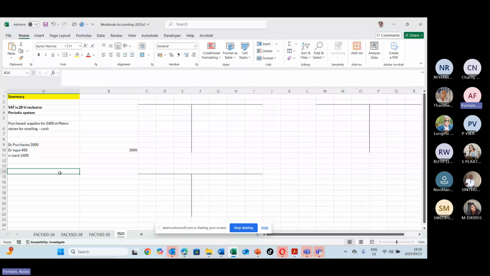Okay, let's do another example. This is a perpetual system. Sold 5,000 Rand worth of cake. They use 15% VAT, excluded, for cash.